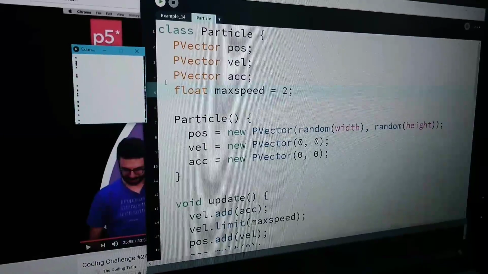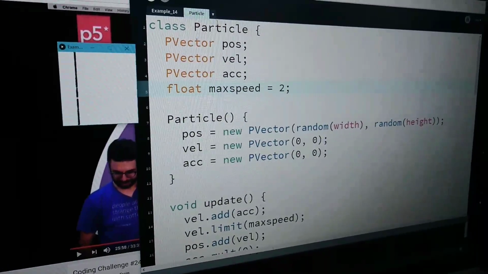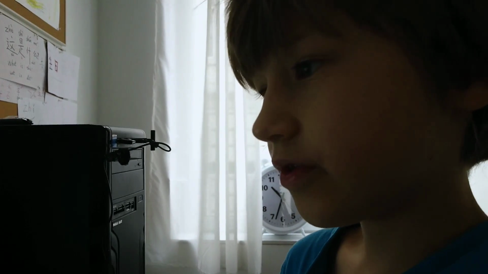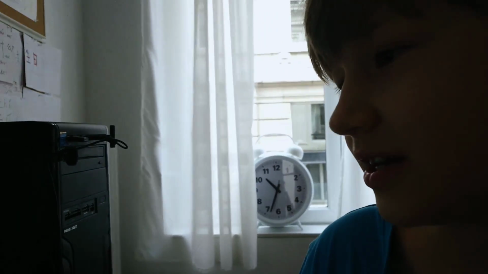You said you also put a comment on Daniel's video. Yeah. What did you write? You should also check if particles are off the flow field. Because you noticed that some of the particles were off the flow field? Yeah. And I got an index out of bounds exception.